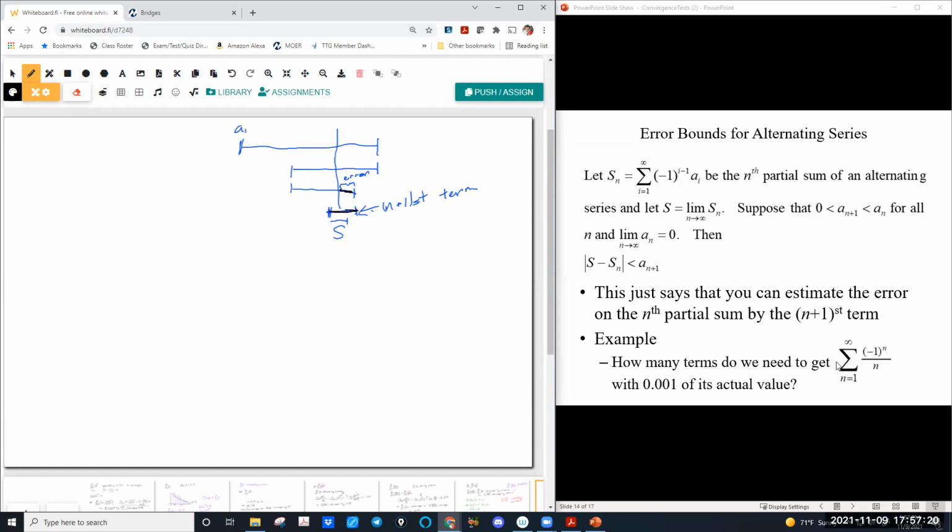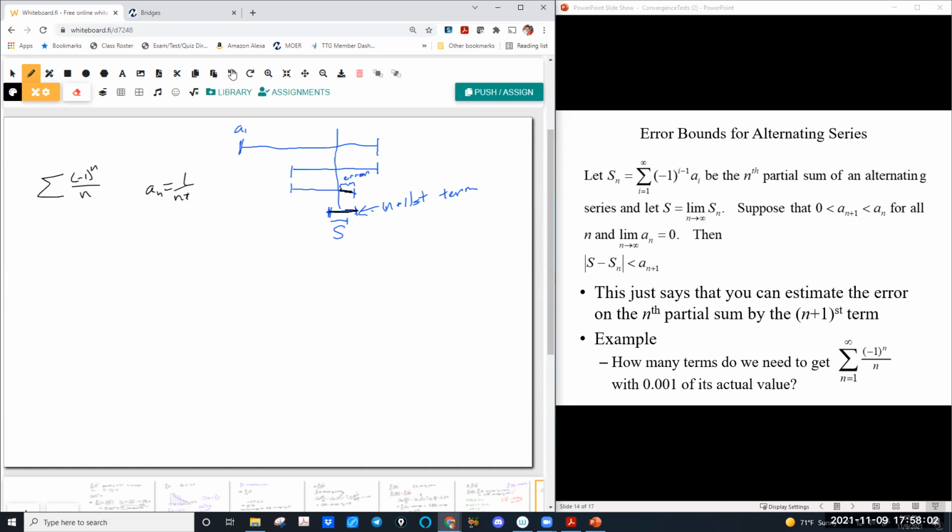How many terms do we need to get this series, negative 1 to the n over n, within 0.001 of its actual value? So what we want is to know how many terms will give us an estimate that is close enough to the actual sum. Now, once again, you do not need the alternating piece because all we're looking at is magnitude. So for this guy, our a sub n is 1 over n.